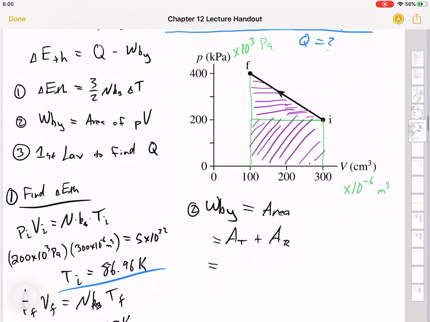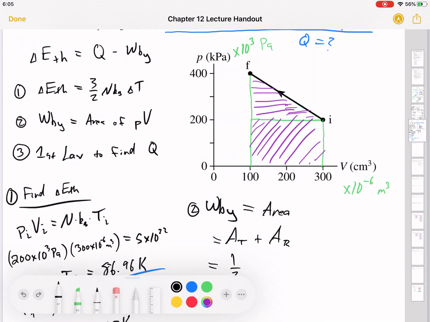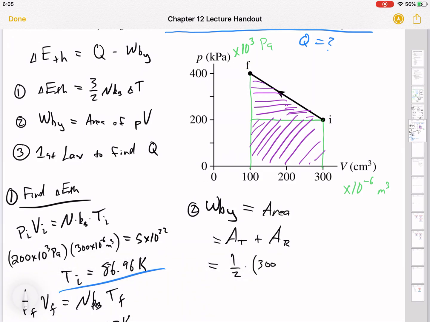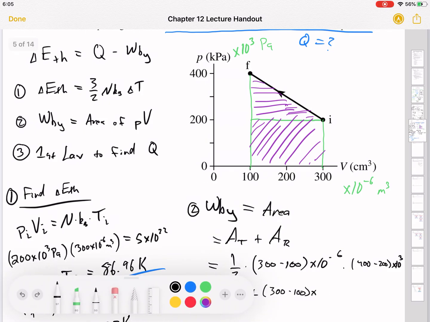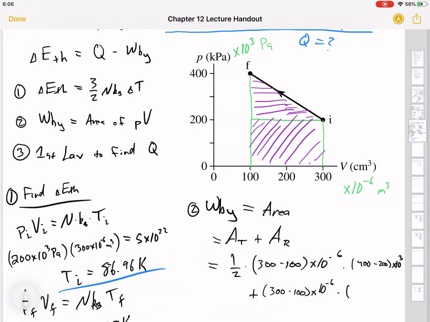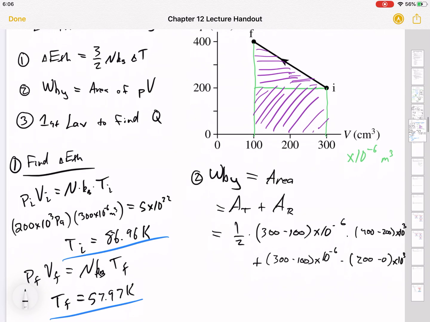So the area of the triangle is half base. The base is delta V times height, which is kind of a delta P, right? Let's just do that in one step. So it's half the base. The base is 300 minus 100 times 10 to the minus 6 cubic meters, times the height, which is 400 minus 200 times 10 to the 3. All right, plus the rectangle, which is just 300 minus 100 times 10 to the minus 6 times 200 minus 0 times 10 to the 3. Okay, so what this turns out to be is 60.